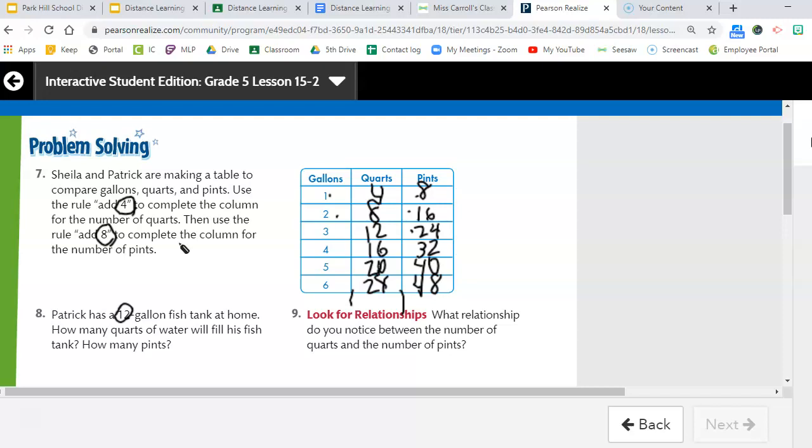So if I think quarts is the 4, okay? So to solve the quarts, I would have to do 4 times 12. I know that 4 times 12 is 48.